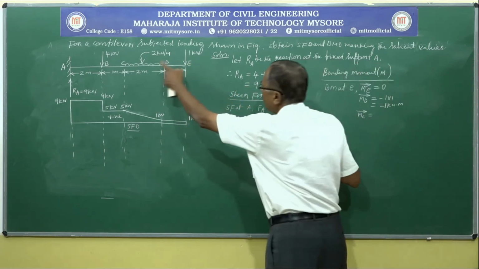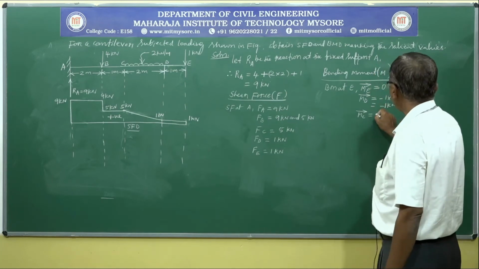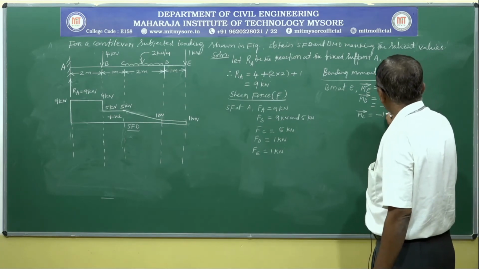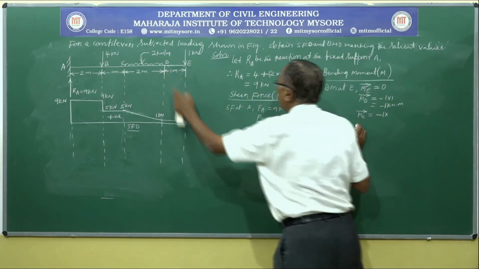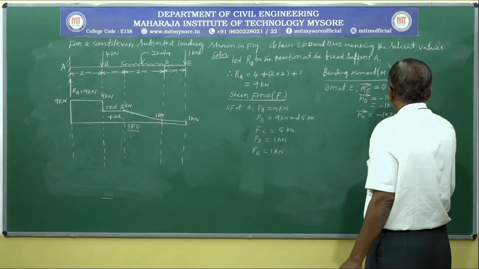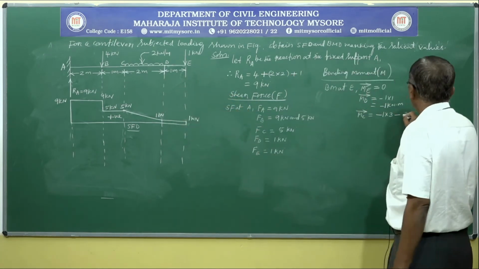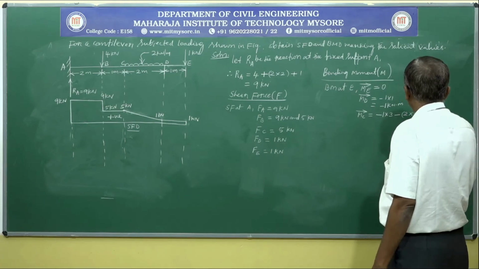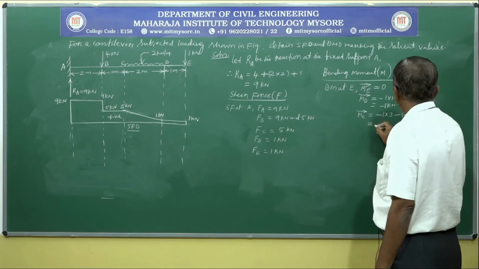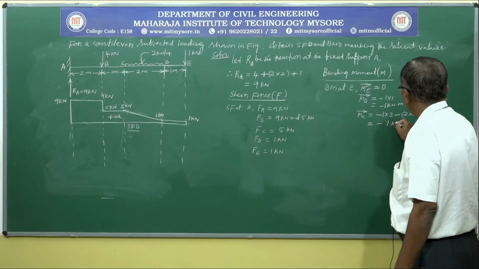Here a point load and a UDL are both creating clockwise moment: minus 1 into (2 plus 1), which is 3. Again, this UDL creating clockwise moment: minus 2 into 2 into 2 by 2, that is equal to minus 7 kilonewton meter.